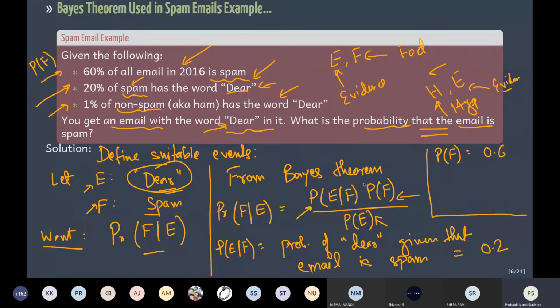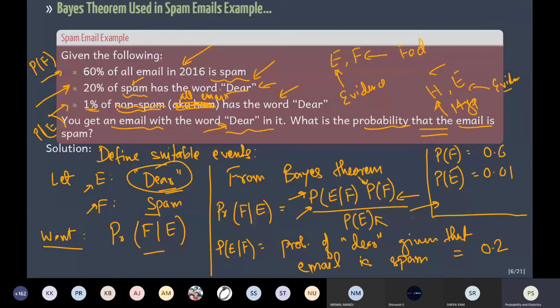So right now, if I want to use this in this form, I need P of E. P of E will be the probability out of all the emails, because these probabilities are over all the emails. So what is the probability over all the emails that I get a dear? Let me change this for the moment to 1% of all emails, for the sake of this problem. And then this will be probability of E. Out of all the emails, what is the probability that it has the word dear in it? Then I will take this as 1%. So 0.01.